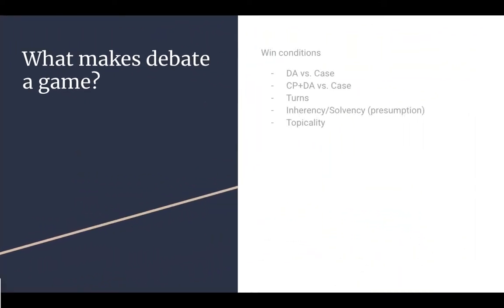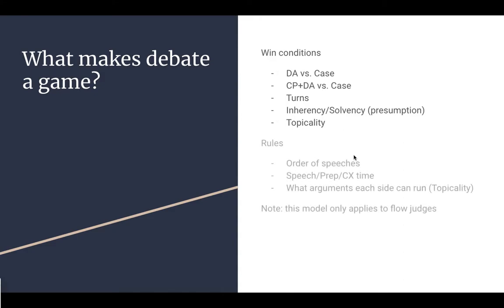So let's review. What makes debate a game? We have win conditions. Just like last time, we talked about disadvantages, the case, case turns, inherency and solvency, and then obviously there's the addition of topicality, which is a win condition for the negative team. And then we also have rules. Once again, we have order of speeches, which is set, a set amount of speech prep and cross-ex time, and also what types of arguments each side can run.